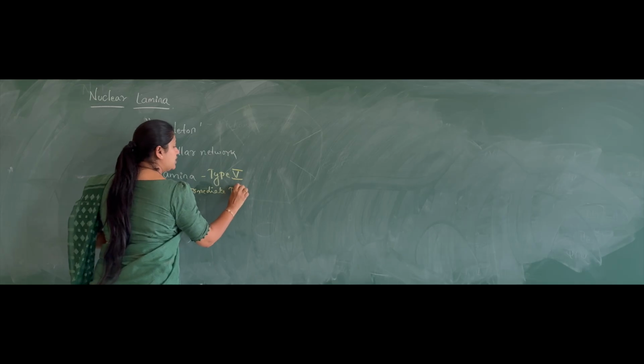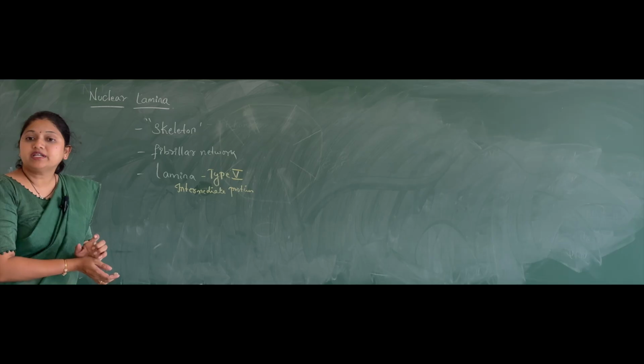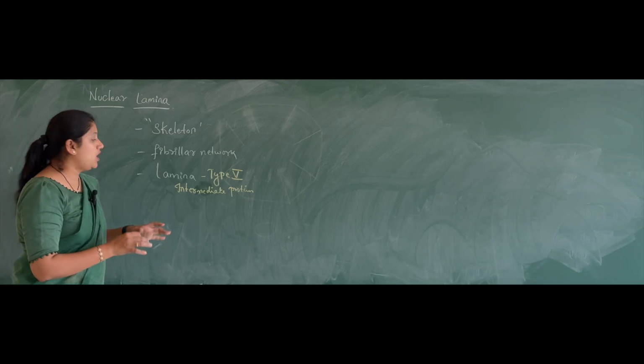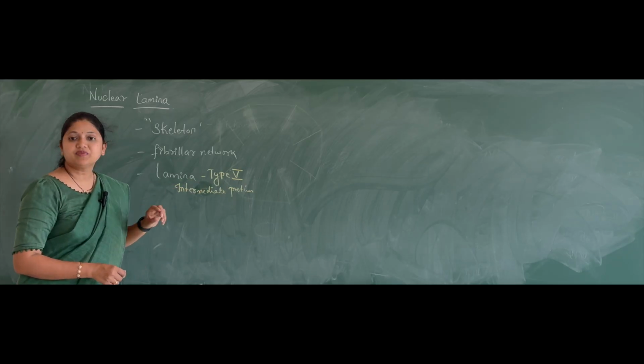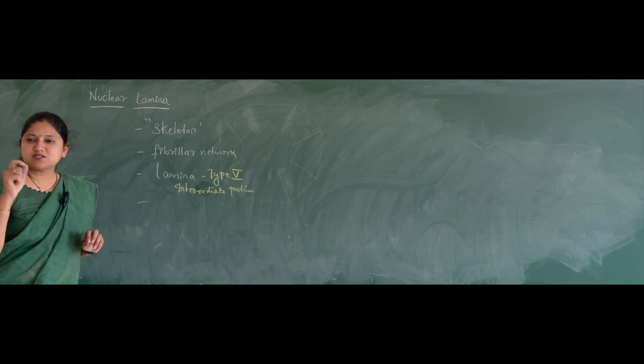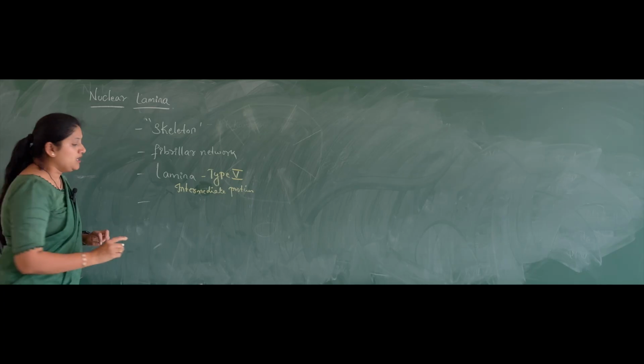So there are different classes of the intermediate proteins actually. We have studied the intermediate proteins, right? There are different classes in them, and among them this lamina belongs to the type 5 intermediate protein. It undergoes a specific process which is called farnesylation.